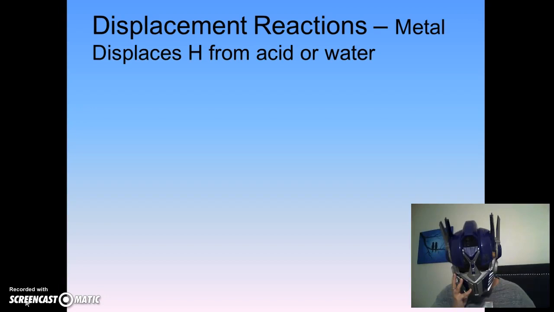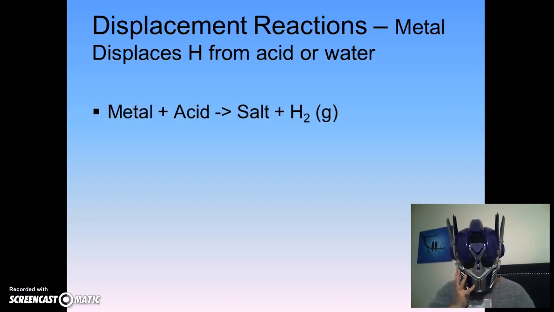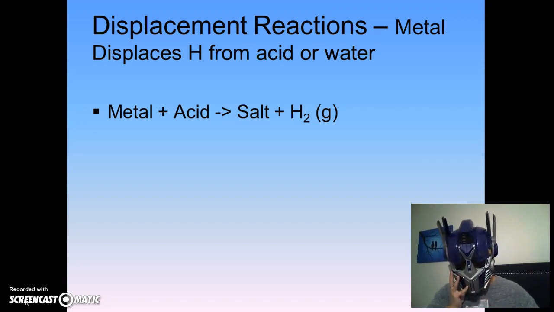Displacement reactions. These are redox reactions where a metal displaces hydrogen from acid or water. Like, for example, magnesium and hydrochloric acid. The magnesium will kick out the hydrogen, making bubbles. You might have done a reaction like this in Chem 1.